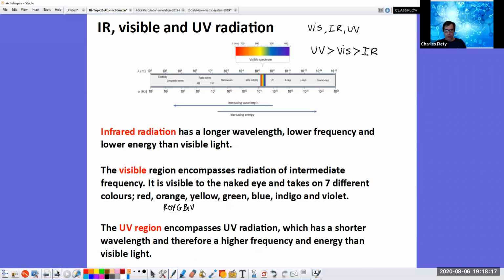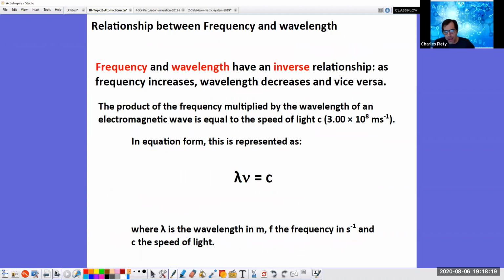Okay, there we go. We're moving right along, ladies and gentlemen. We talked a little bit in the previous slides about the relationship between frequency and wavelength. They have an inverse relationship. An inverse just means if one goes up, the other goes down.